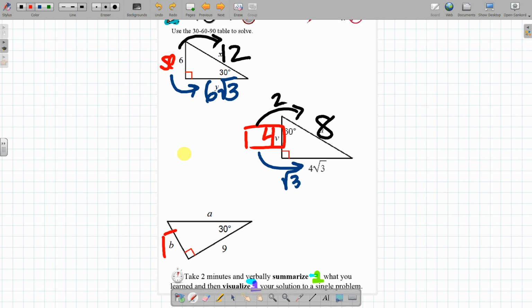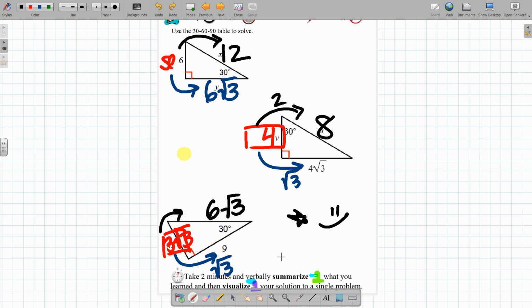This one, again, you didn't have the short leg, but short leg to long leg is times root 3, that means what times root 3 is 9. Your unknown here is 3 root 3. Double that, that is 6 root 3. If you did it correctly, star, smiley, something like that. If you didn't do it correctly, I'd like a note. What are you going to remember next time?